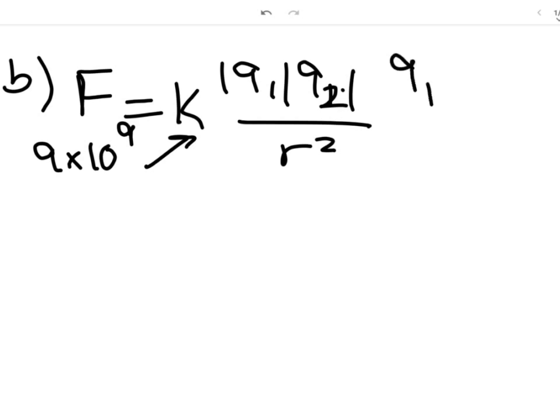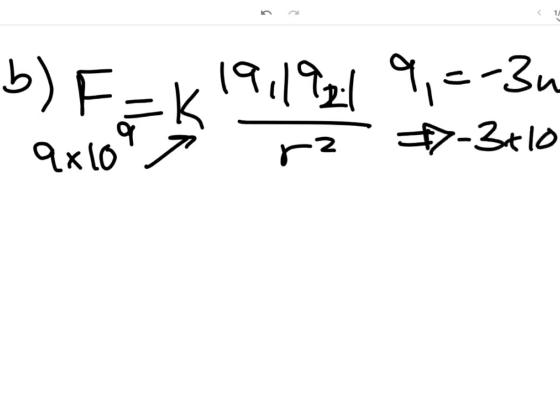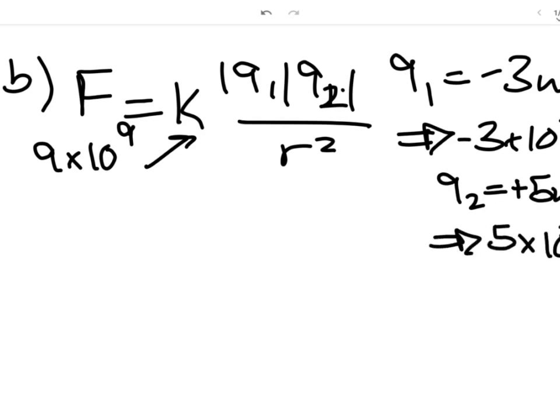So Q1 is minus 3 nanocoulomb, which is minus 3 times 10 to the minus 9 coulomb. Q2 is plus 5 nanocoulomb, which gives you 5 times 10 to the minus 9 coulomb, and the distance between the two charges is 2 centimeter, which is 2 times 10 to the minus 2 meters.